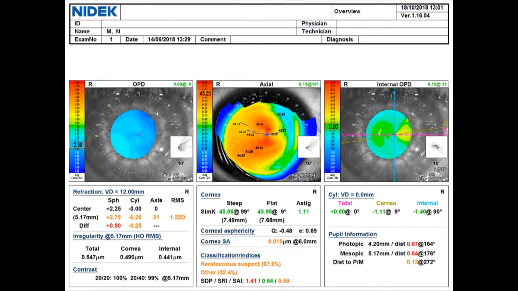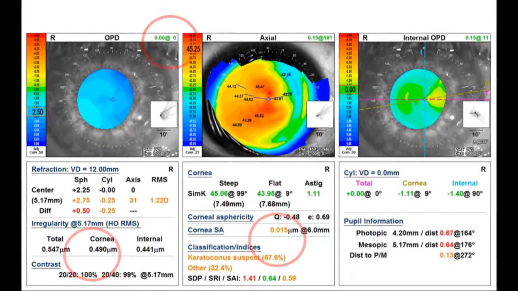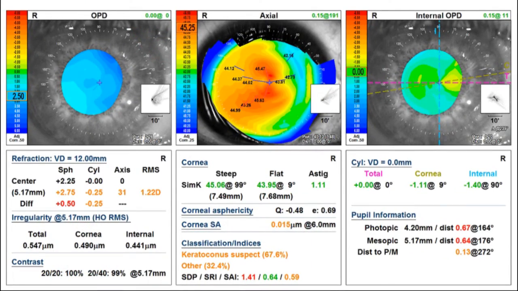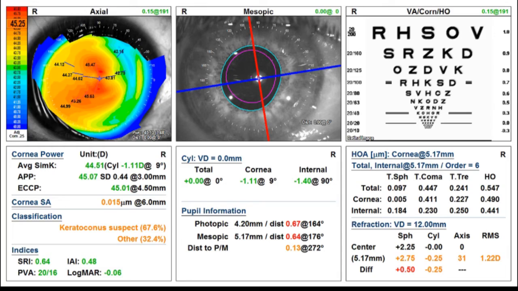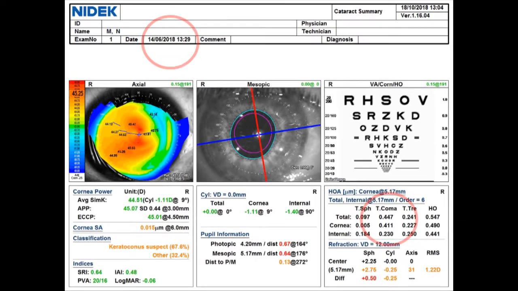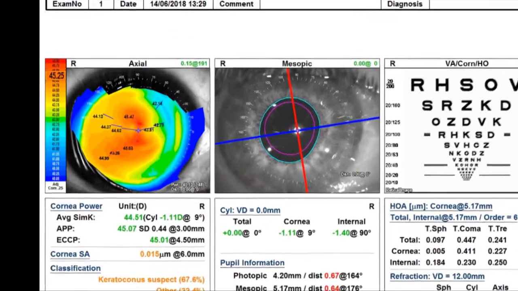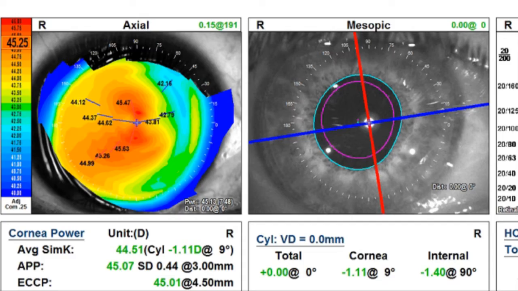Although the cataract must be taken into account, the preoperative OPD-Scan displayed 0.547 microns of HO-RMS and 0.015 microns of spherical aberration, and a total of 0.447 microns of total coma as seen on the screen. On the other hand, there was no significant astigmatism. Note the typical topographic pattern of hyperopic ablation.